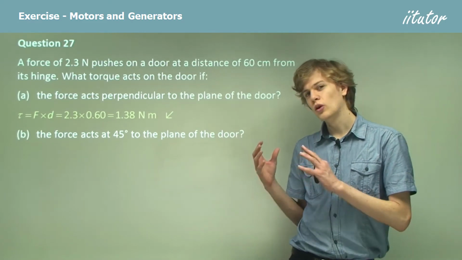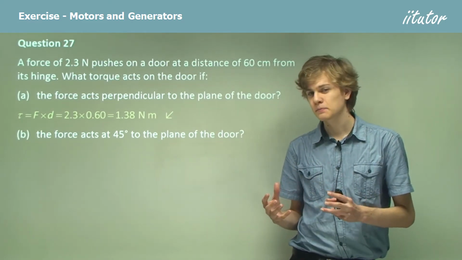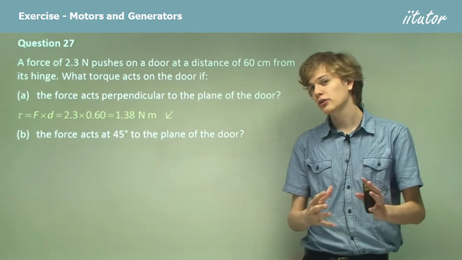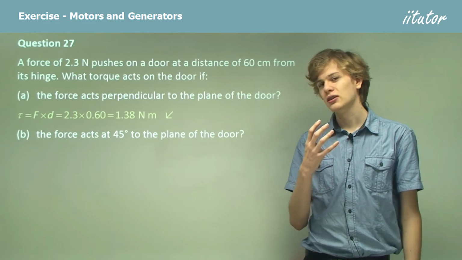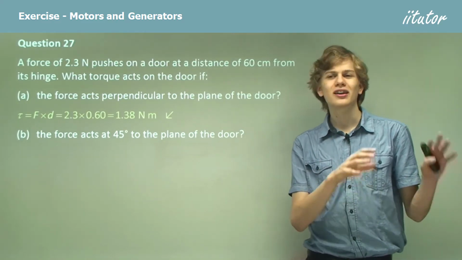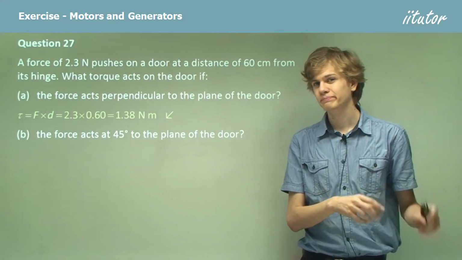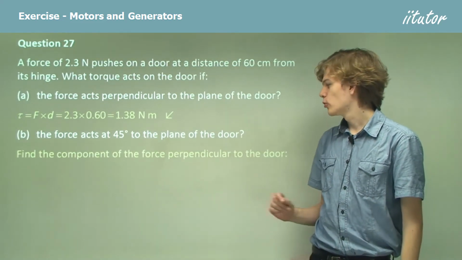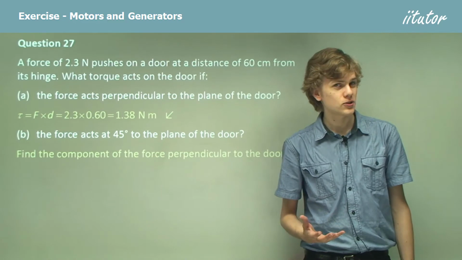Remember that we can represent forces as the sum of vectors. In this case, we can represent it as the sum of a vector that's perpendicular to the door and a vector that's parallel to the door, and we can ignore the parallel component. So, find the component of the force perpendicular to the door. How would we do this?